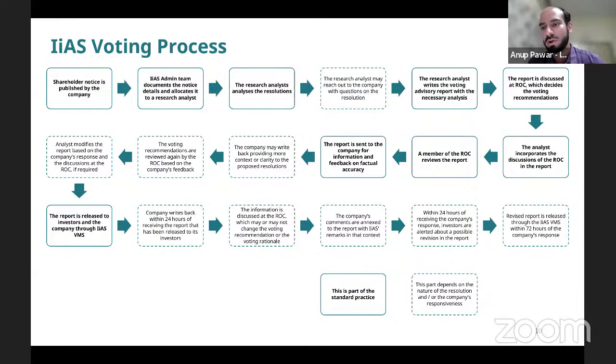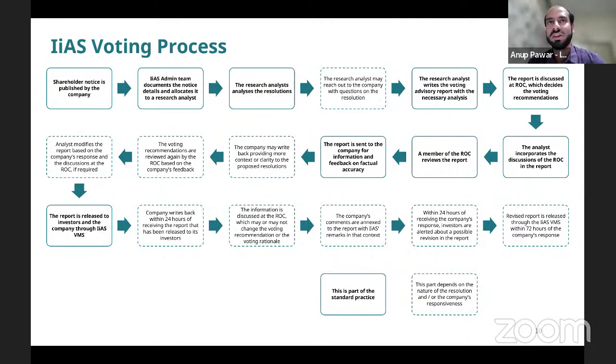is, when we put out a shareholder recommendation report with all the resolutions, we actually send a copy to the company itself, before it is even circulated to clients.